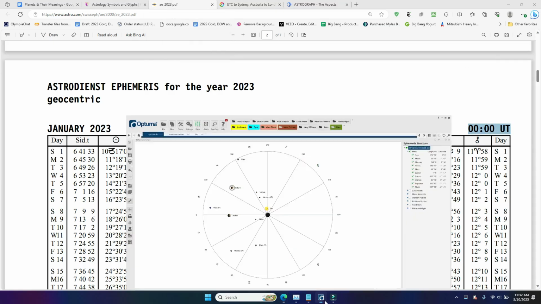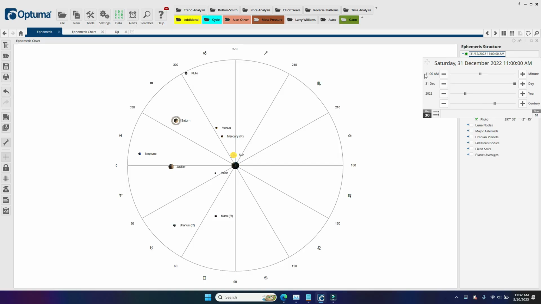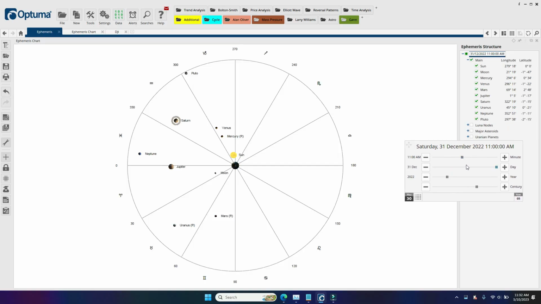Now, if we are using a computer ephemeris, we can simply change the time ourselves, okay? And as we change the time, you'll see that the moon, for example, focus on the moon because it's the fastest moving. Even in a day, it is going from the middle of one sign to the end of one sign, and then it's entering another sign, okay? So it's just left Aries, and it's moved into the next sign.